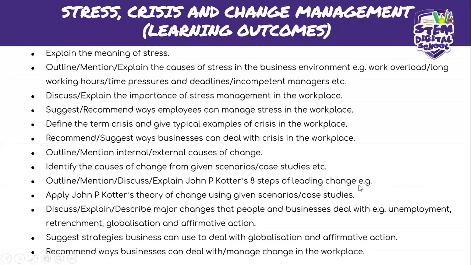All the examples of Kotter's, basically. You need to apply John P. Kotter's theory of change using the given scenarios or case studies. So if we still have time, we'll be looking at those theories. Discuss, explain, describe major changes that people and businesses deal with, e.g., unemployment, retrenchment, globalization, and affirmative action. So your unemployment, we need to discuss it and describe it, even your retrenchment and your globalization.